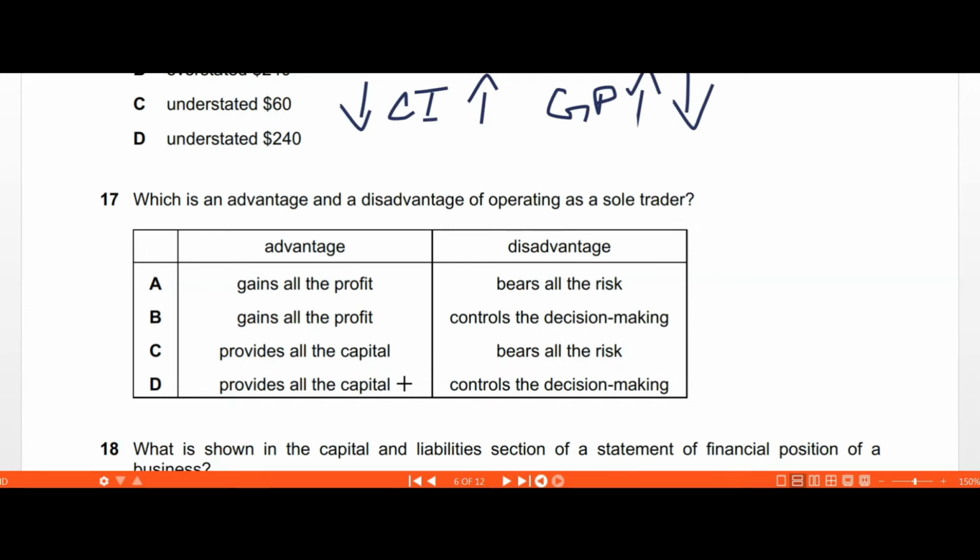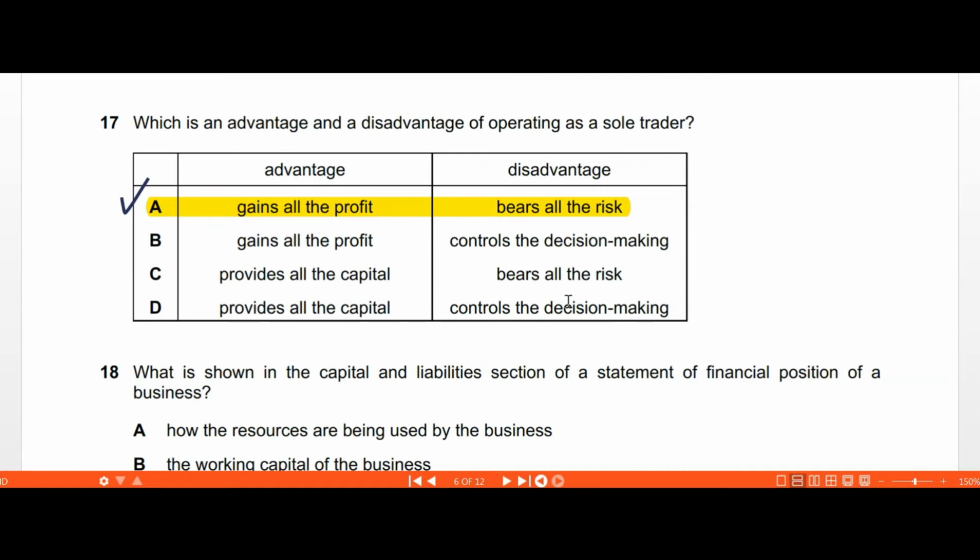This is a pure theoretical question. So a sole trader has the advantage that he has all the profit with him. The advantage: he gains all the profit. Two options given to us. Let's look at the disadvantage: bears all the risk, controls the decision making. So obviously for 17 we will be choosing option A, because the sole trader is the risk taker and he is gaining all the profit too.